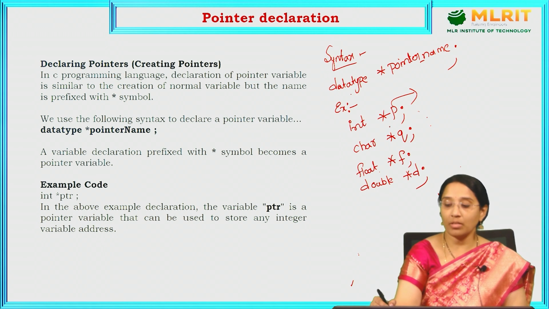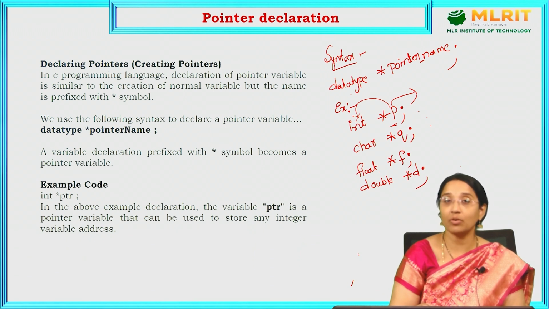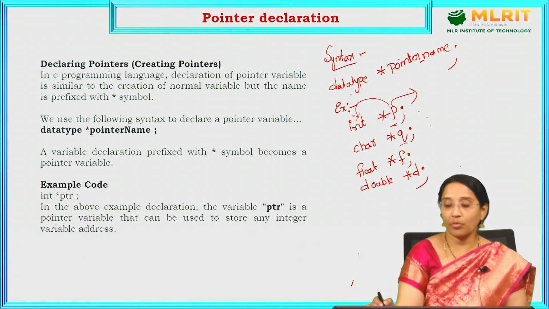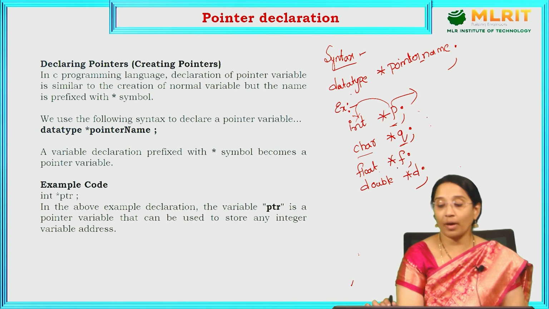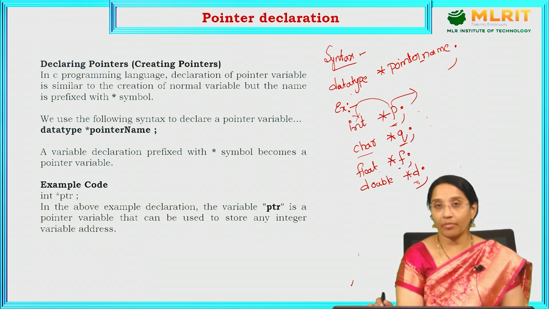So p is a pointer variable which holds the address of another variable whose type is integer. Here q is a pointer variable which holds the address of another variable whose data type is character. f is a pointer variable which holds the address of another variable whose type is float. d is a pointer variable which holds the address of another variable whose type is double. So it will hold the address of another type, which it is pointing to.